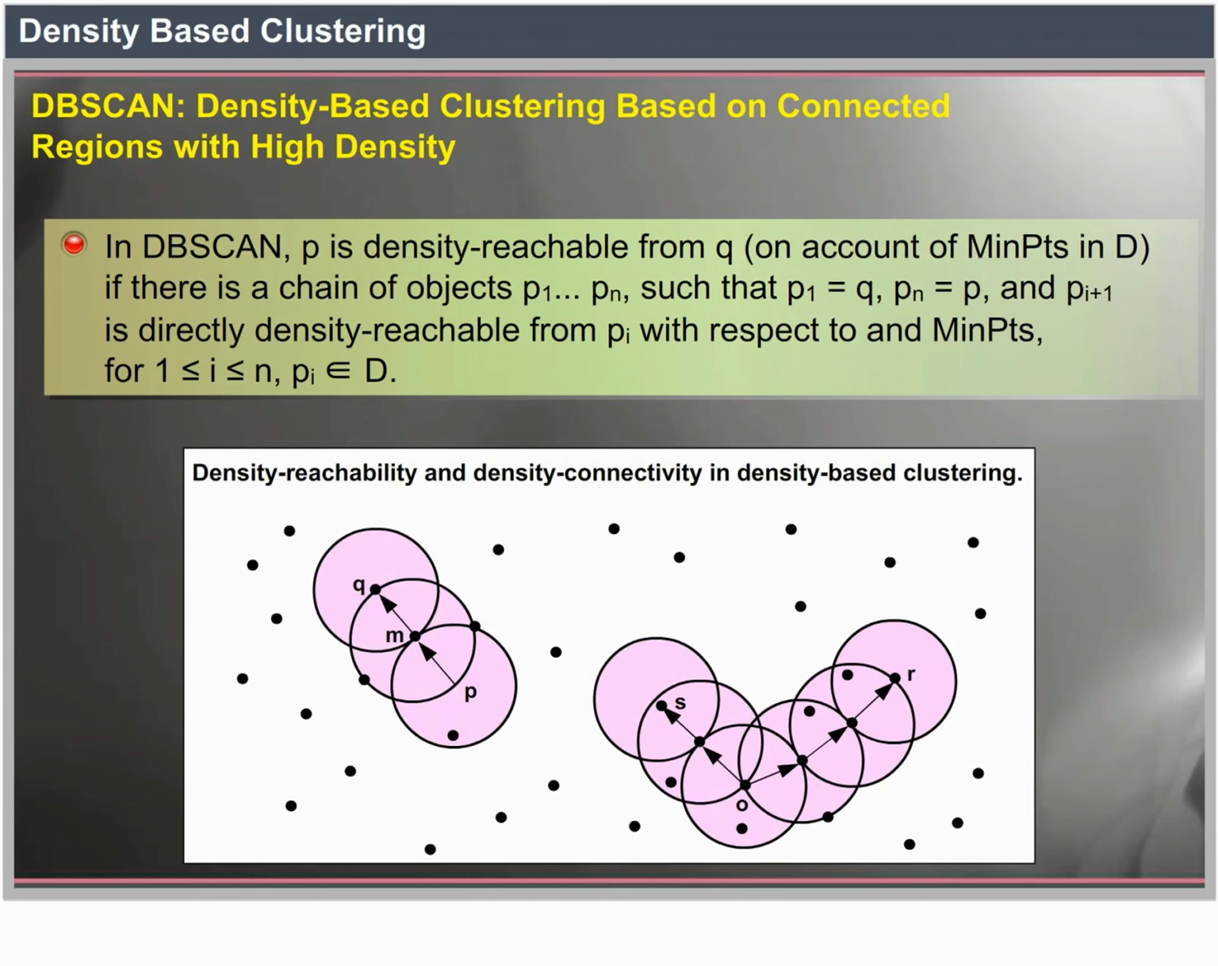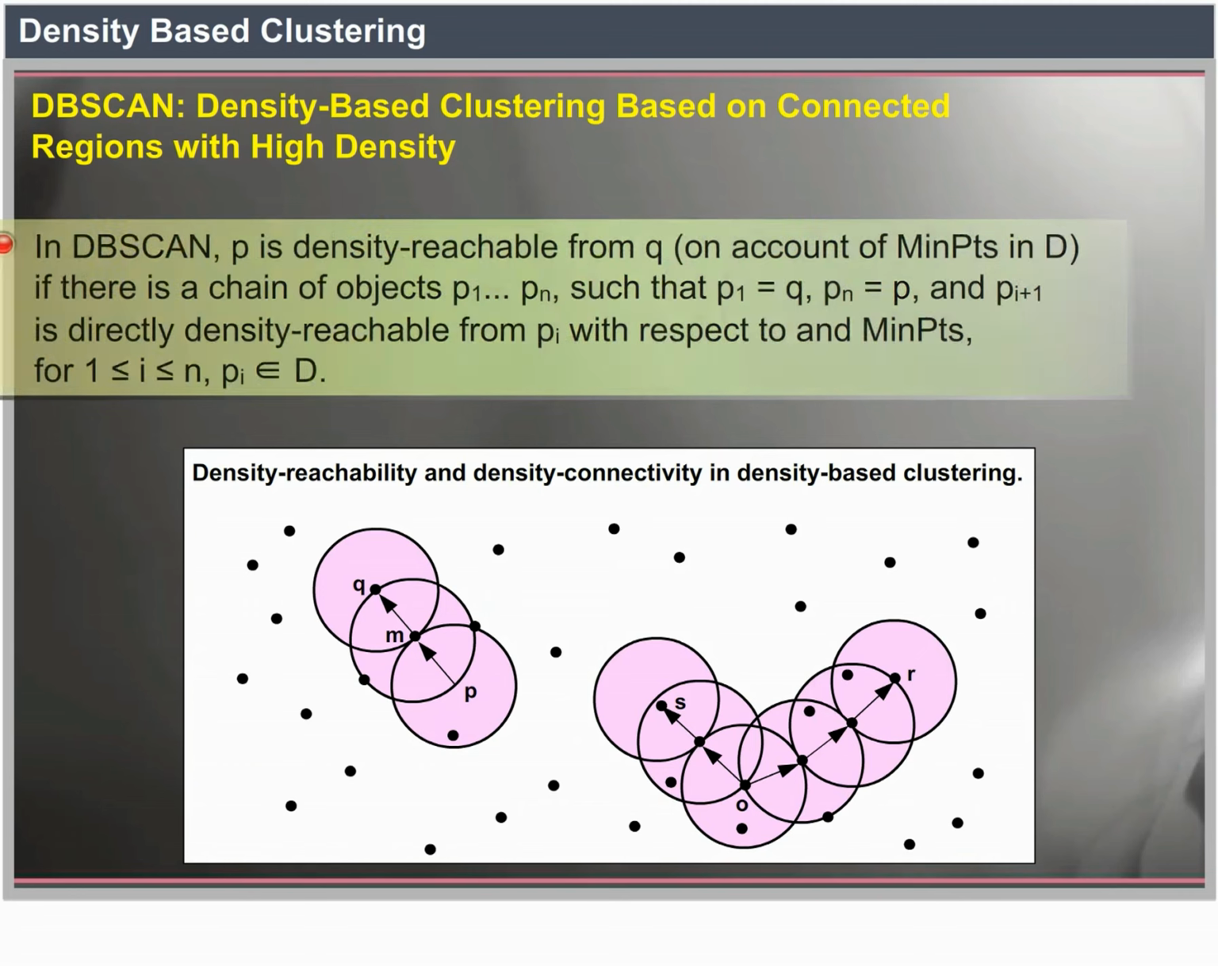In DBSCAN, P is density reachable from Q with respect to epsilon and min points in D if there is a chain of objects P1 to Pn such that P1 is equal to Q, Pn is equal to P, and Pi plus 1 is directly density reachable from Pi with respect to epsilon and min points, for i falling between 1 and n, Pi belongs to D.